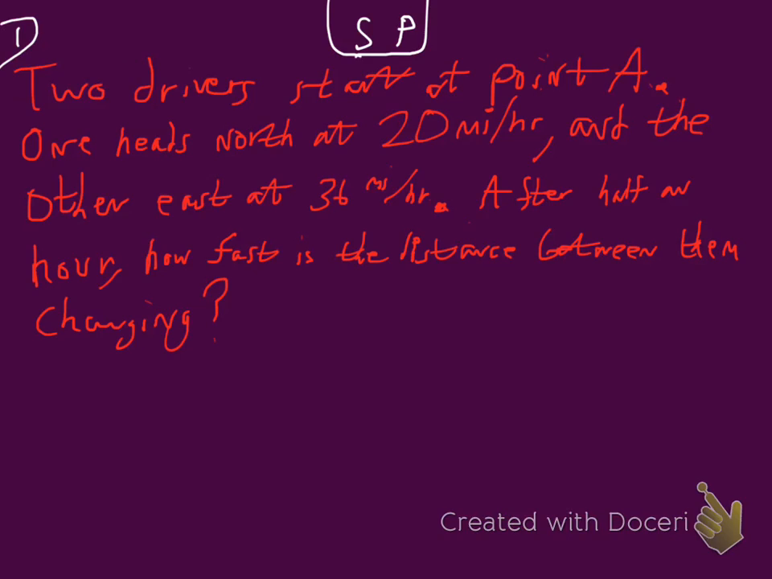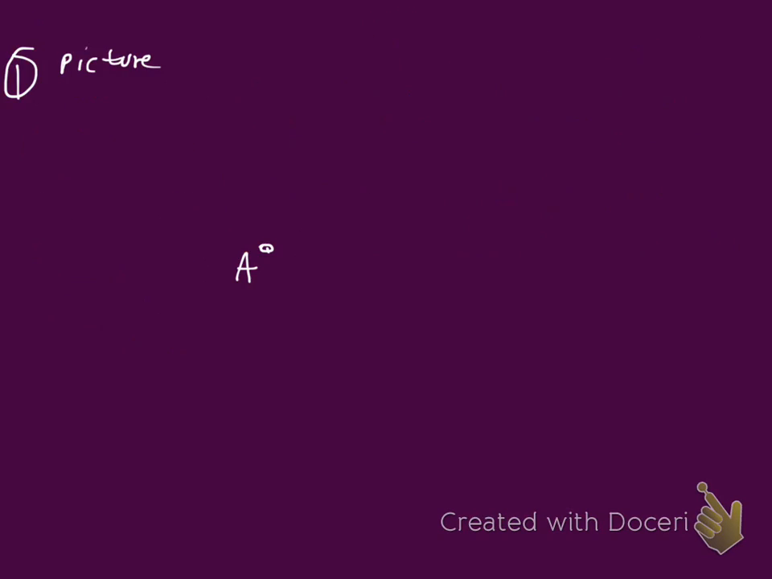Step 1, if you remember, what was step 1? Step 1 was draw a picture. Step 1 was draw a picture, and this is very important in this instance. So we have a point, they call it point A, right? 2 drivers start at point A. So there's a point A at which the 2 drivers start, right here. And then one driver goes north, and the other driver goes east, like that.